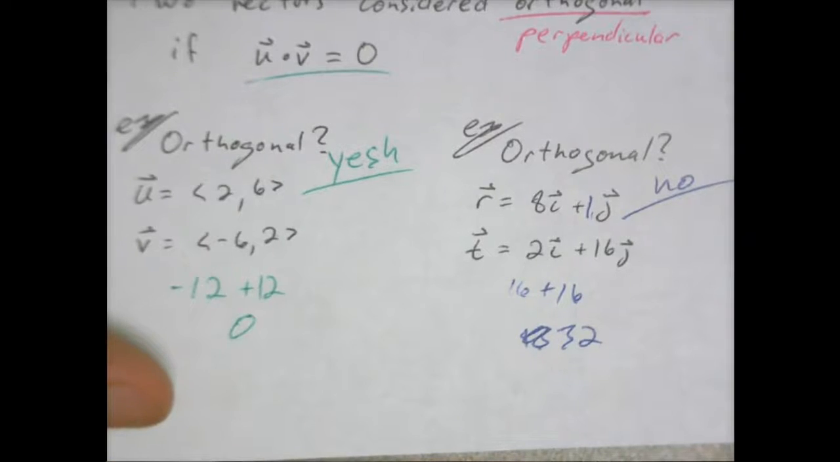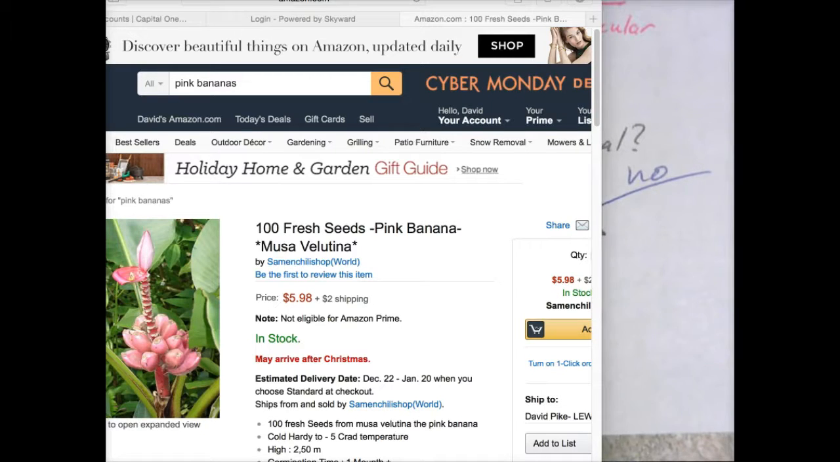Let's do more math. I told you guys you could buy pink bananas on Amazon. Look at that, 100 seeds, pink banana, whatever that is, for only $9. There we go. That's the right math.